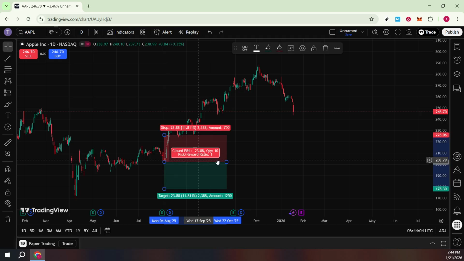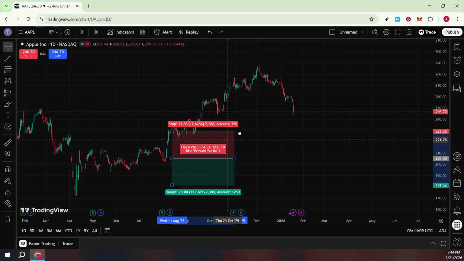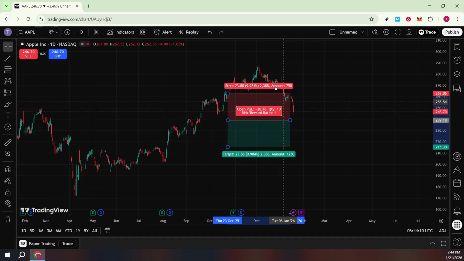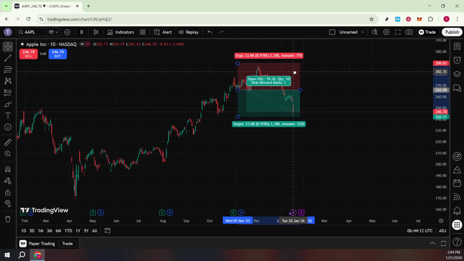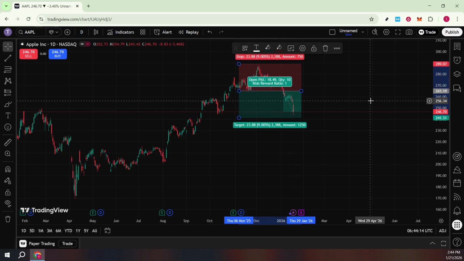After you click, you'll see a compact overlay with red and green zones. For a short, the red area above represents potential loss if price moves against you, and the green area below represents potential profit if price moves in your favor. The tool also displays live metrics like percentage move and risk to reward ratio, which update as you adjust it.